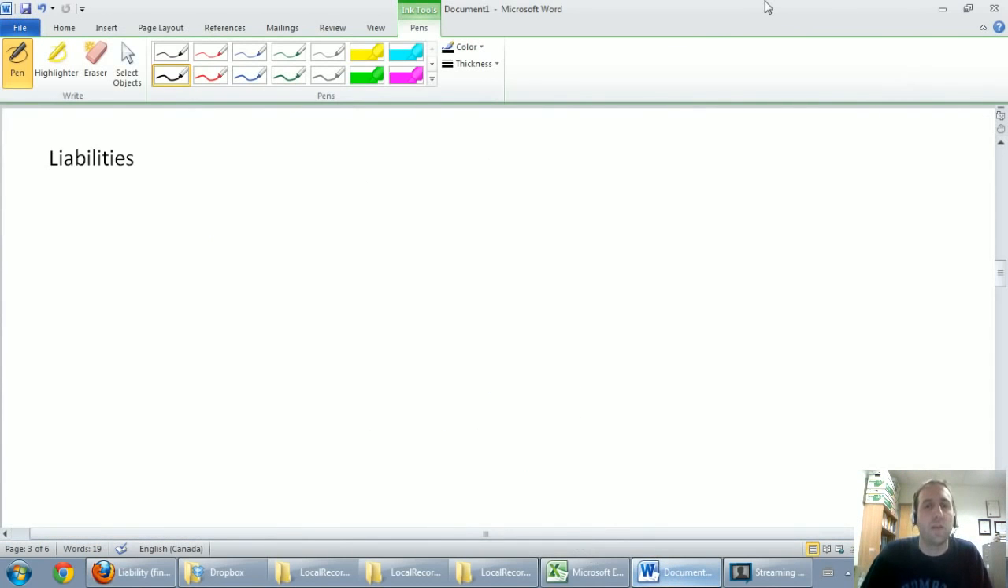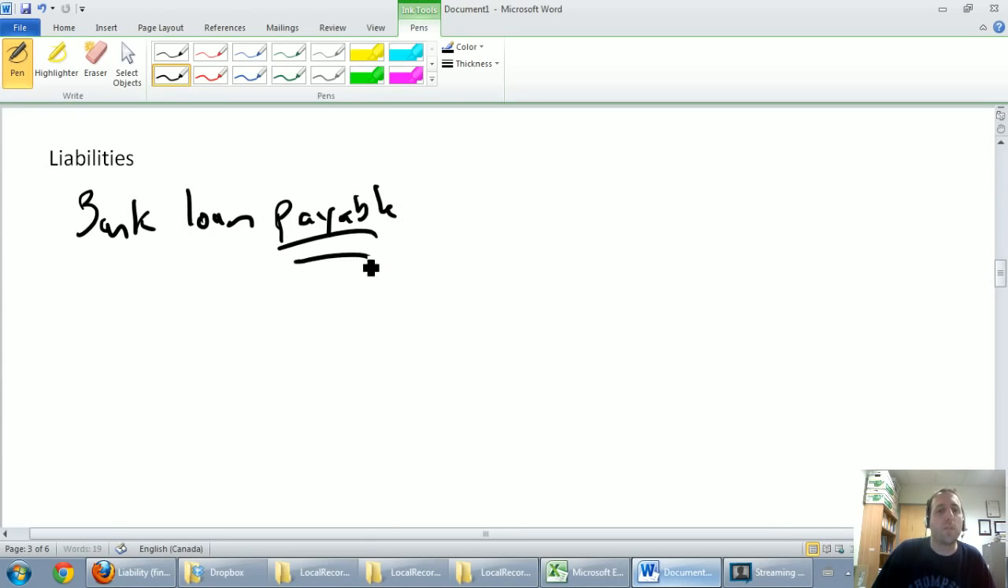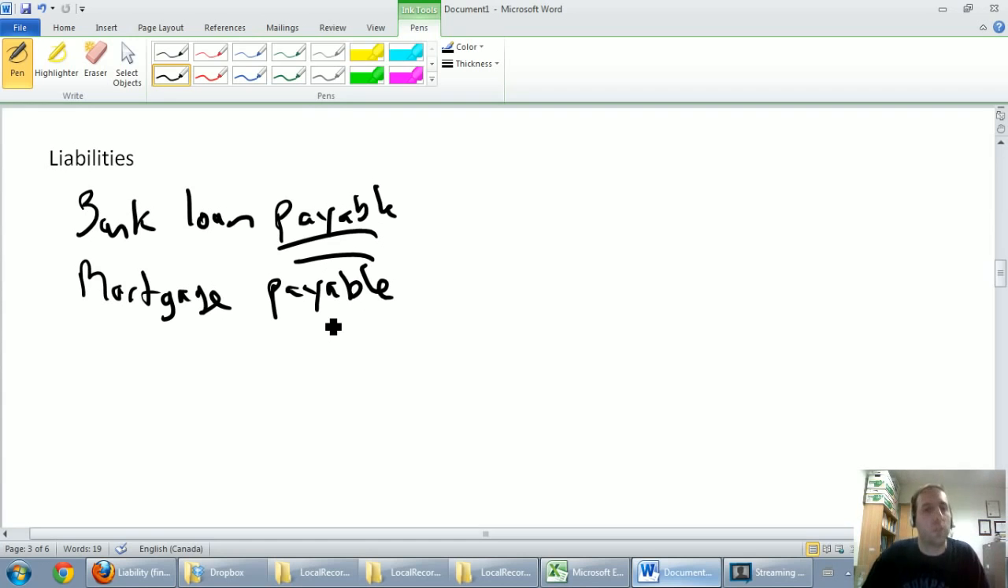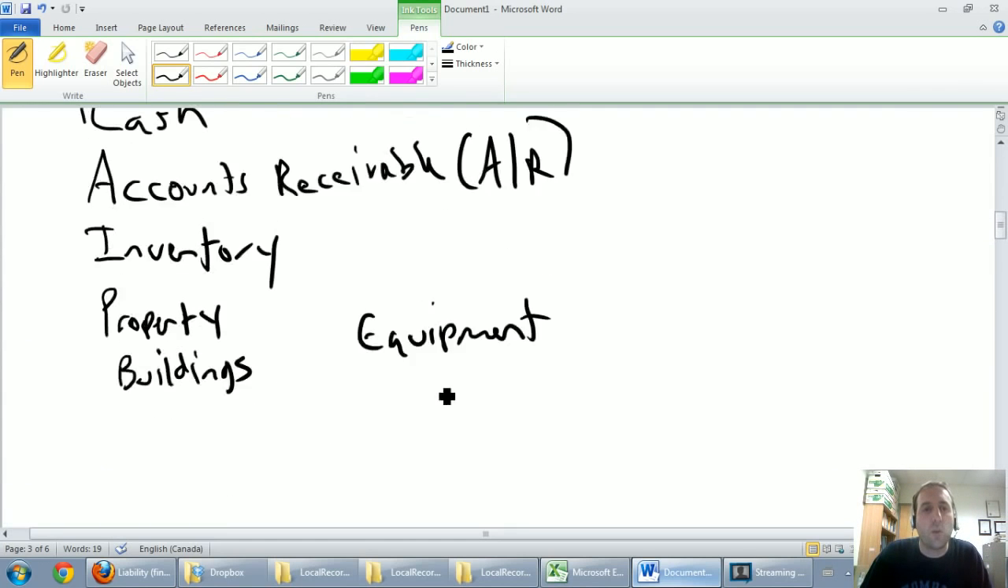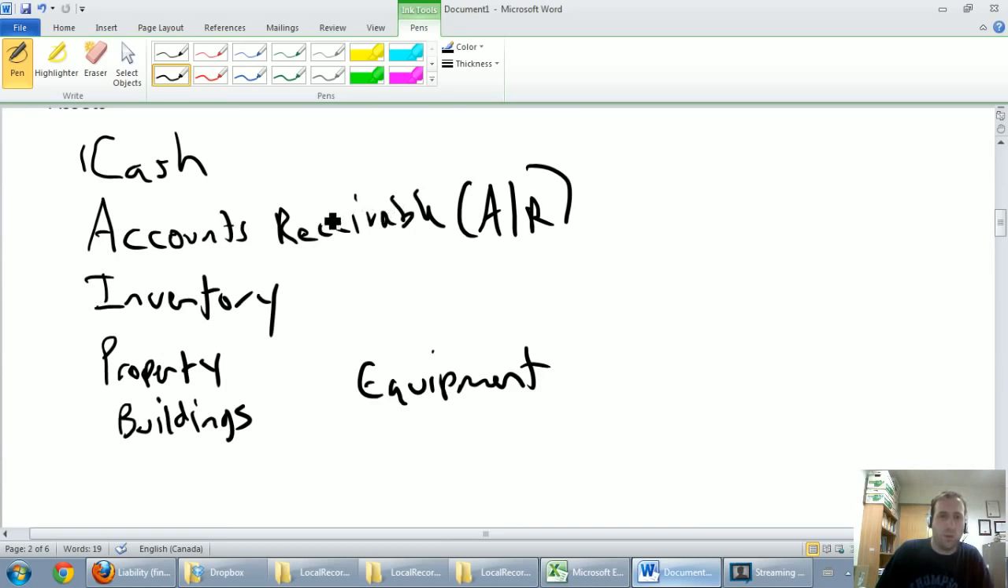Common examples of liabilities are things like bank loans. If your company borrows money from the bank, that's a liability. And often liabilities feature this word, payable. You'll see it all the time. Bank loan payable, mortgage payable. If it's got the word payable, you can be assured it's a liability. I quickly glossed over accounts receivable before, but again, if it's got the word receivable, you can be sure it's an asset.